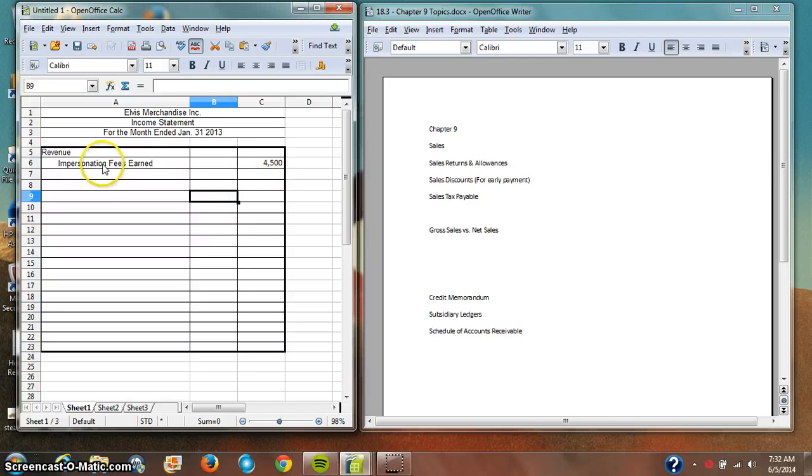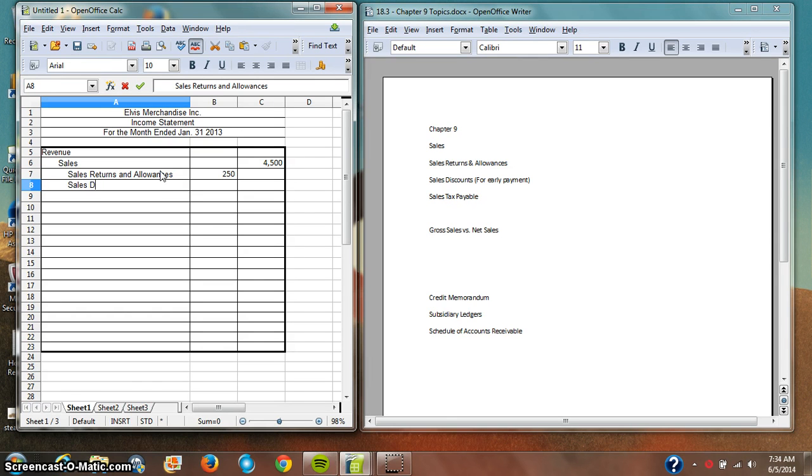So instead of impersonation fees earned, we're going to have sales. So there's my sales account, $4,500. But also, of course, some people are going to return things. So I'm going to have sales returns and allowances. And we can just put in how much stuff did people bring back. Maybe they brought back $250 worth of stuff. That's how much they returned.